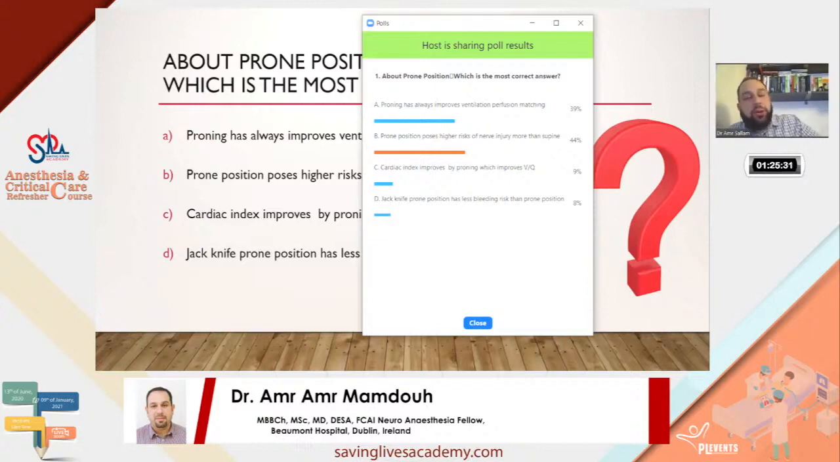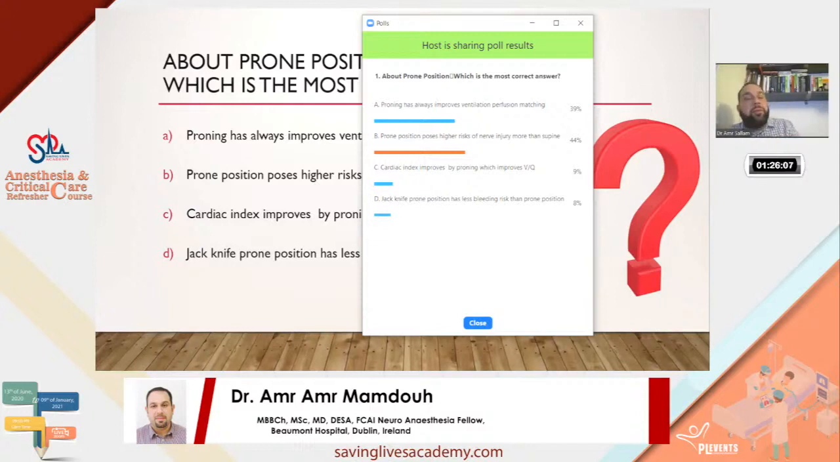Proning position is not always improving ventilation perfusion matching. Some of the patients we have, even in the COVID or outside the COVID, might have the ventilation perfusion matching hindered, leading to hypoxia in some patients. And prone position doesn't pose any higher risk for the nerve injuries more than supine. There is no evidence against that at all. And we discussed the cardiac index that improved with proning. Actually, proning hindered the cardiac index by 12 to 24%. And we will talk about the study that reveals that.